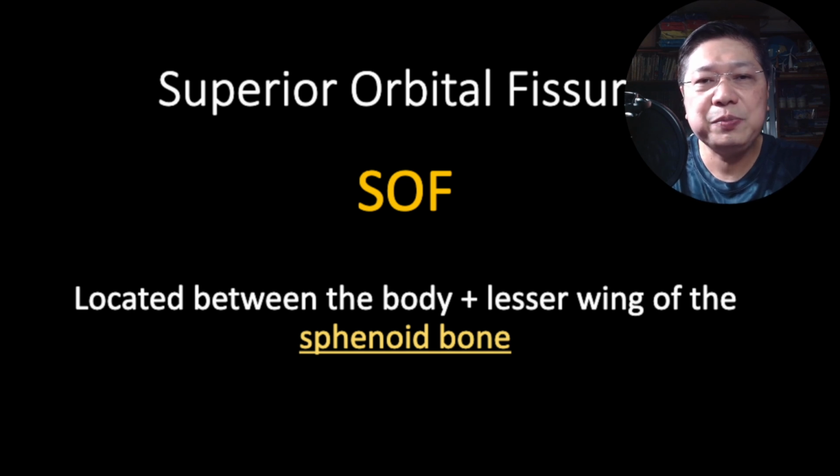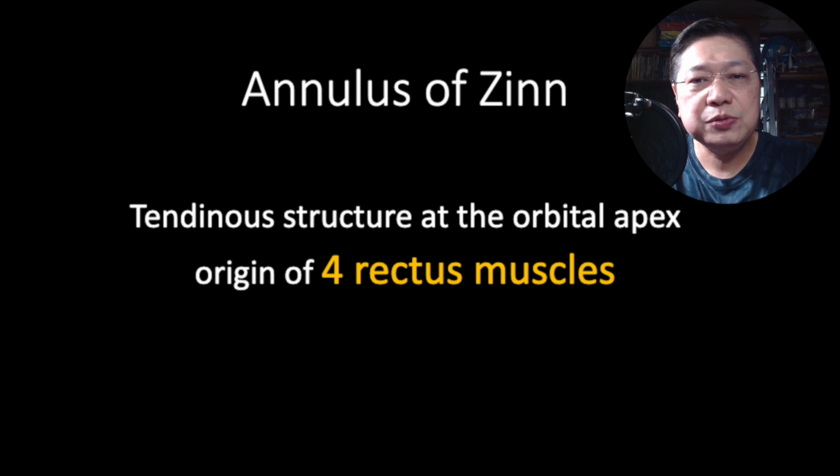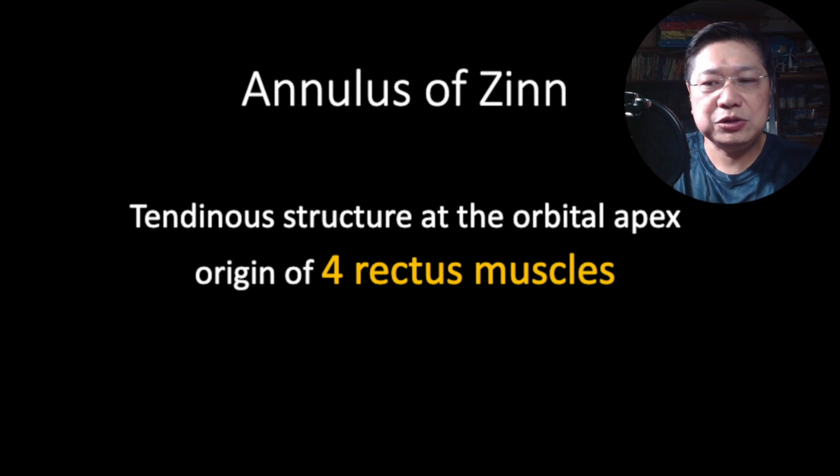Now, why is the superior orbital fissure very important? It actually works with the annulus of Zinn. Basically, it's a mixture of tendons of the four rectus muscles. Again, it's the origin of all four rectus muscles. You only have four rectus muscles in the eye, and you have two oblique muscles. So all four rectus muscles originate from the annulus of Zinn.